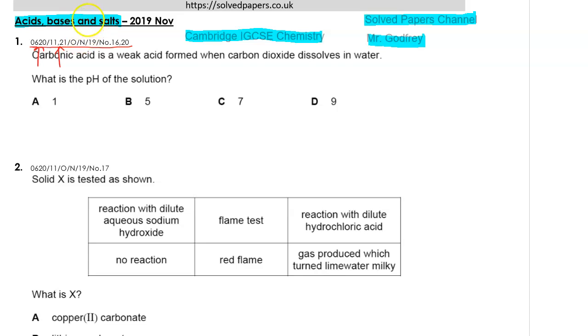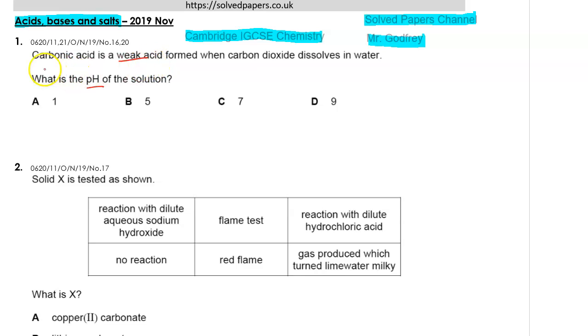So let's get started with this question. Multiple choice questions are in variant 1 and variant 2, then variant 3 and variant 4 are structured questions. We'll come to structured questions; check out my videos on structured questions later. Number 1: carbonic acid is a weak acid formed when carbon dioxide dissolves in water. What is the pH of the solution?